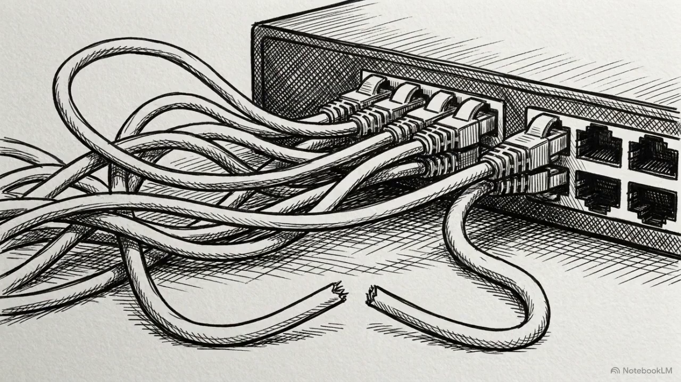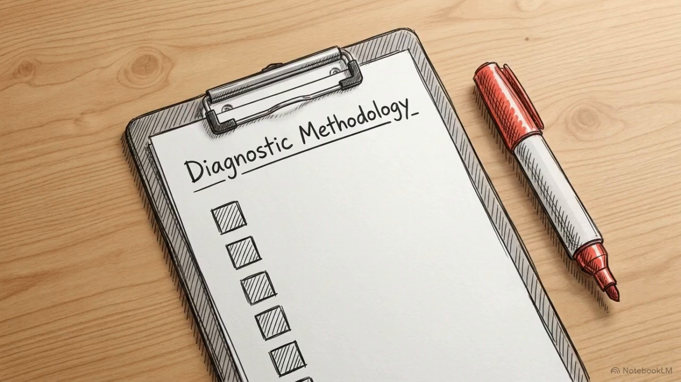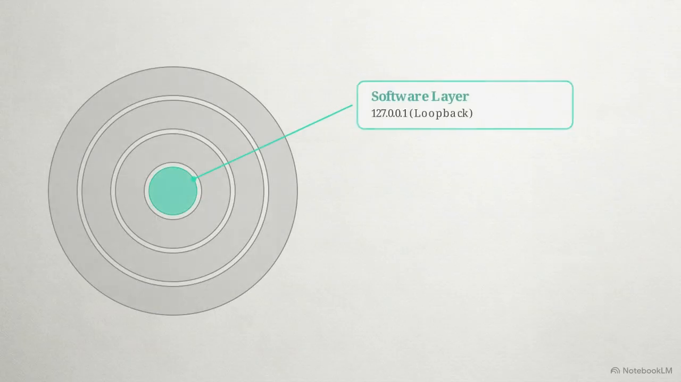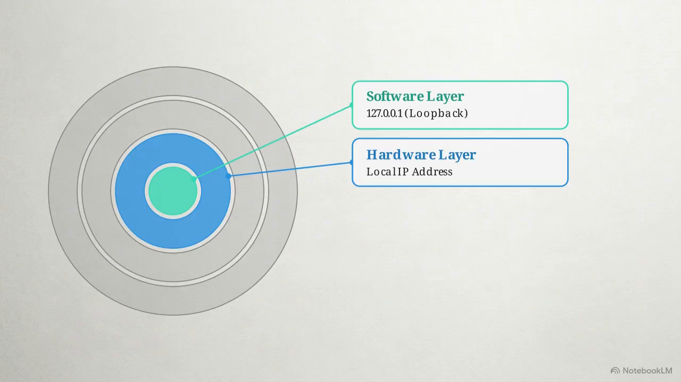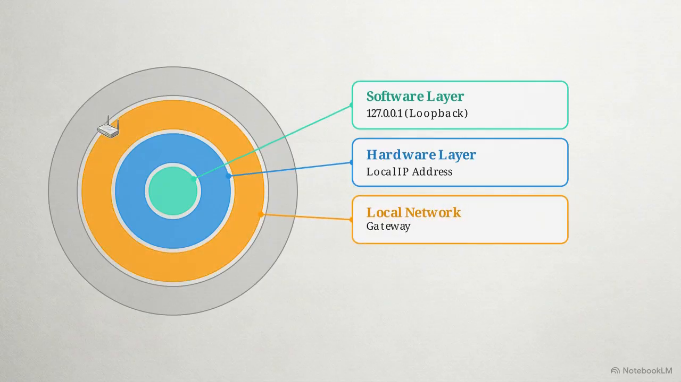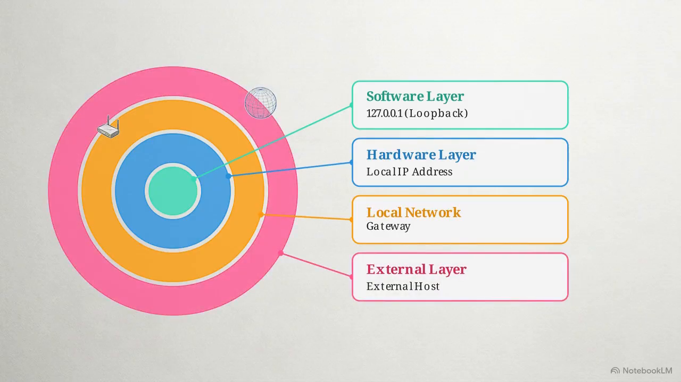Even with a correct configuration, connections can drop. The most reliable way to locate the failure is by using the inside-out ping methodology. Start by pinging the loopback address, 127.0.0.1, validating the internal TCP/IP software stack. Step 2, ping the local IP to confirm the physical network card works. Step 3, ping the gateway, verifying router connectivity. Finally, pinging an external hostname tests DNS and external routing.